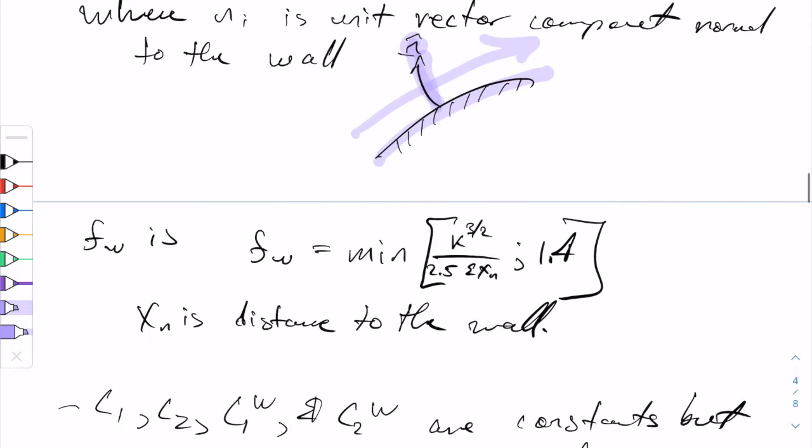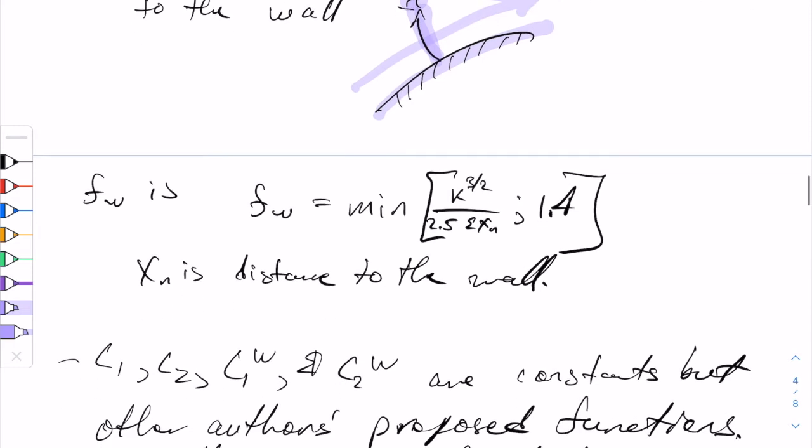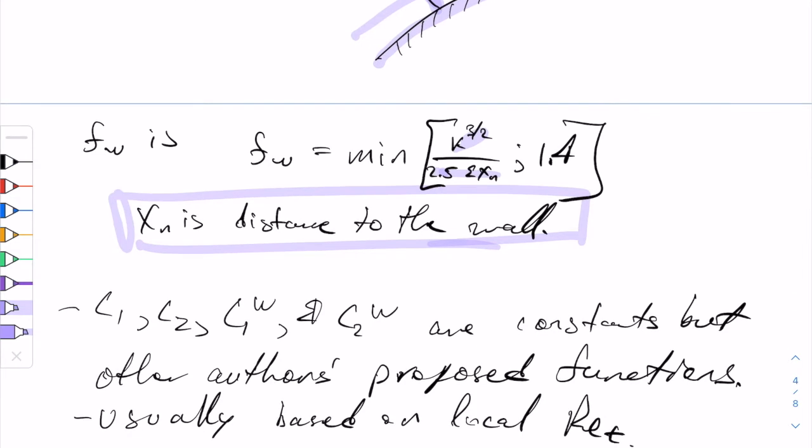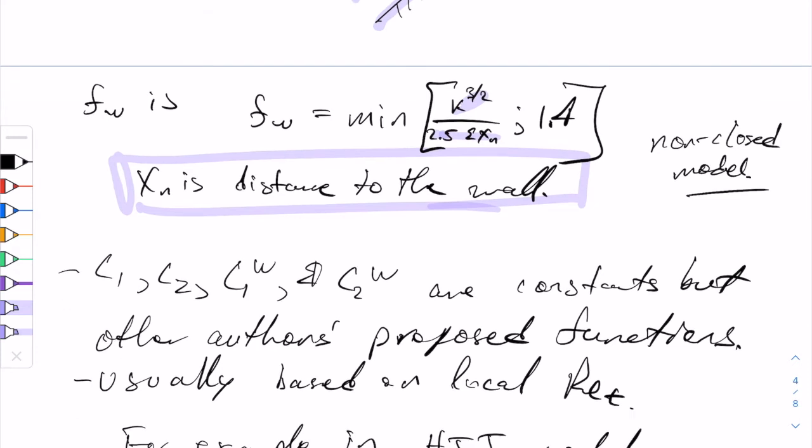So let's look at these functions. f_w for the wall is a minimum of k to the 3/2 over 2.5 epsilon x_n, and x_n is the distance to the wall. So you see, before this calculation even can start, it's very much like some other models where you need to know the distance to the wall, which doesn't work too well in very complicated devices. So I would argue, just based on this point, this is a non-closed model, right? Because it depends on something not to do with the flow physics. It has something to do with the distance to the wall. And of course, fluid particles don't really know how far they are from the wall.